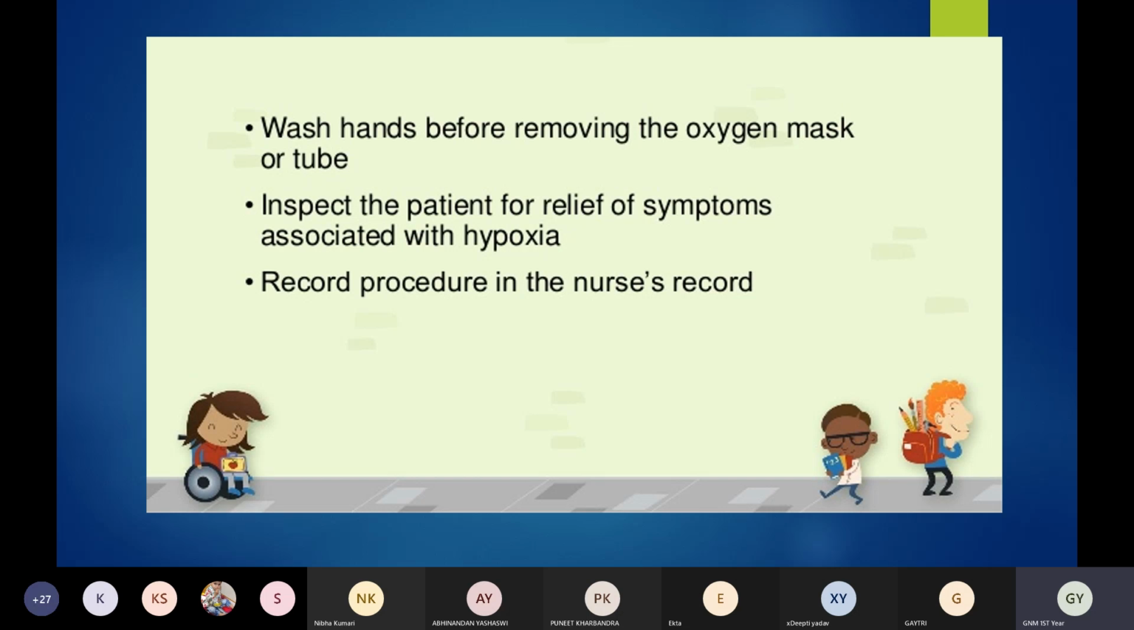And after that, you record the procedure in the nurses' record. So a documentation should be maintained. In the patient's file, you have to write that oxygen 2 liters per minute has been given by oxygen mask from this time, at this time and on this date, with signature. Okay, so this is proper documentation. We have to record the procedure.